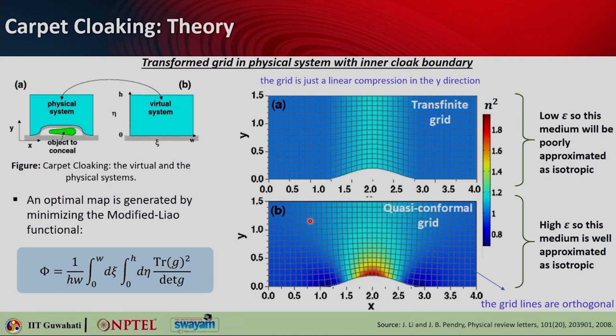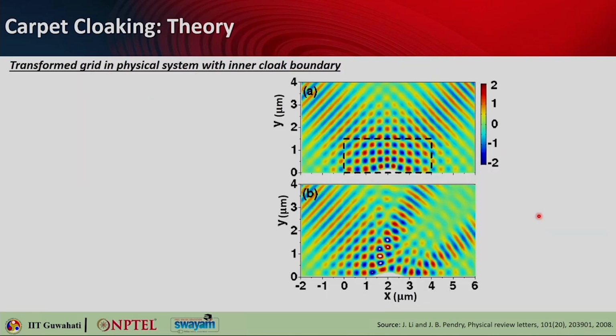So, you are able to avoid the extreme values, and this is the result of crushing the object to a plane instead of a line, and that is why no singular points are occurring in this kind of coordinate system. And here you can see we are able to use high permittivity. So, this medium is well approximated as isotropic. So, this is the final test of this particular carpet cloak.